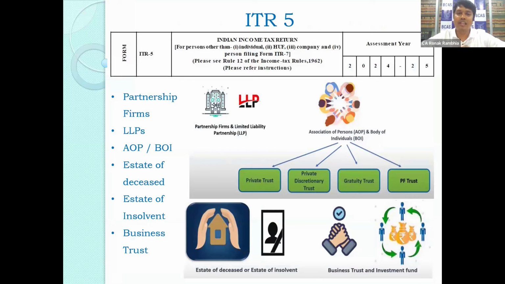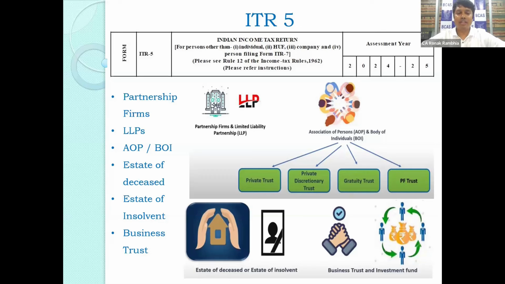So for persons other than an individual, an HUF, a company, and a person filing ITR 7, Akshar has made everyone well versed with it. So partnership firms, limited liability partnerships, associations of persons and bodies of individuals. Here it would also be a private trust, a private discretionary trust, a gratuity trust, a PF trust, which have to file ITR 5.